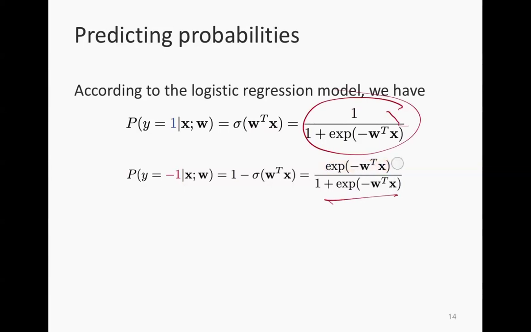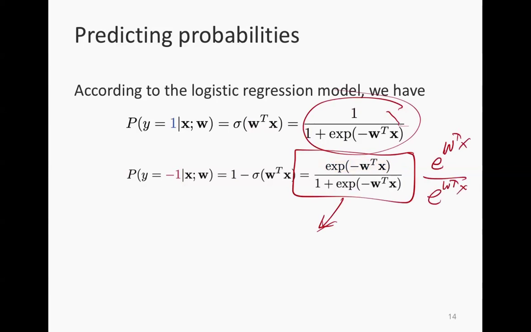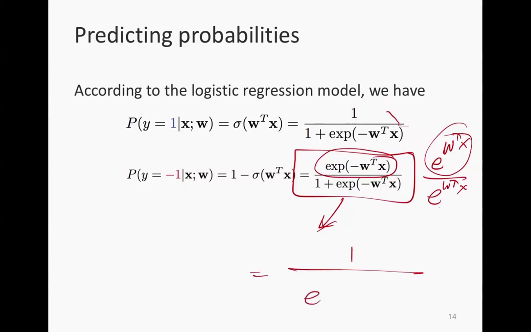Let me clean this up a little bit. The second expression, I can multiply both the numerator and the denominator by e power plus w transpose x. When I multiply the numerator with e power plus w transpose x, the two quantities multiply together to give me 1, divided by e power w transpose x plus 1. So let's reorganize these things. So the probability of predicting 1 is 1 over 1 plus e power minus w transpose x. The probability of predicting minus 1 is 1 over 1 plus e power plus w transpose x.